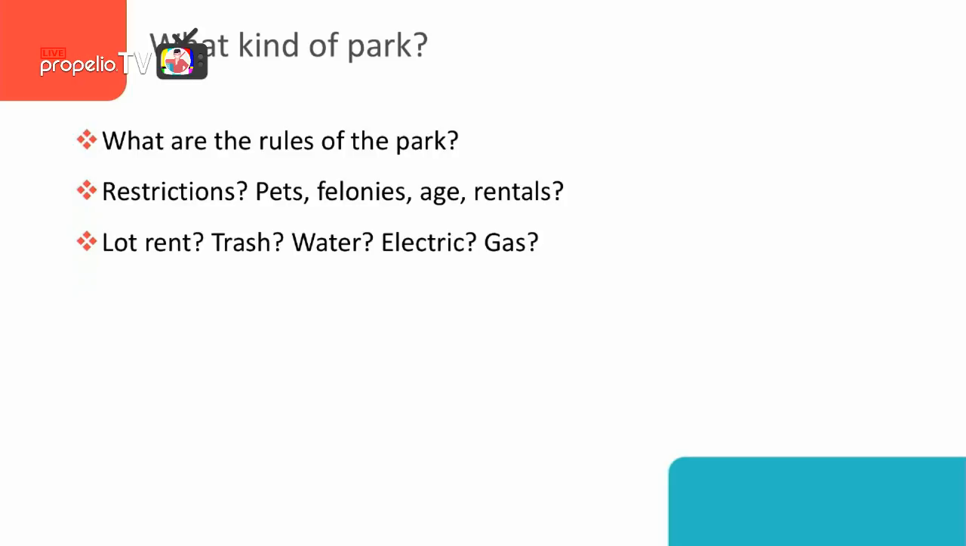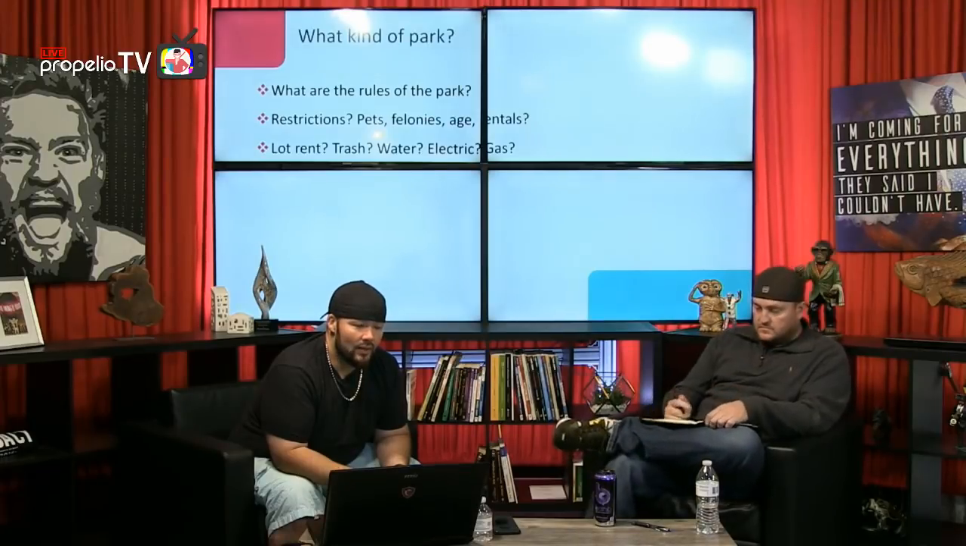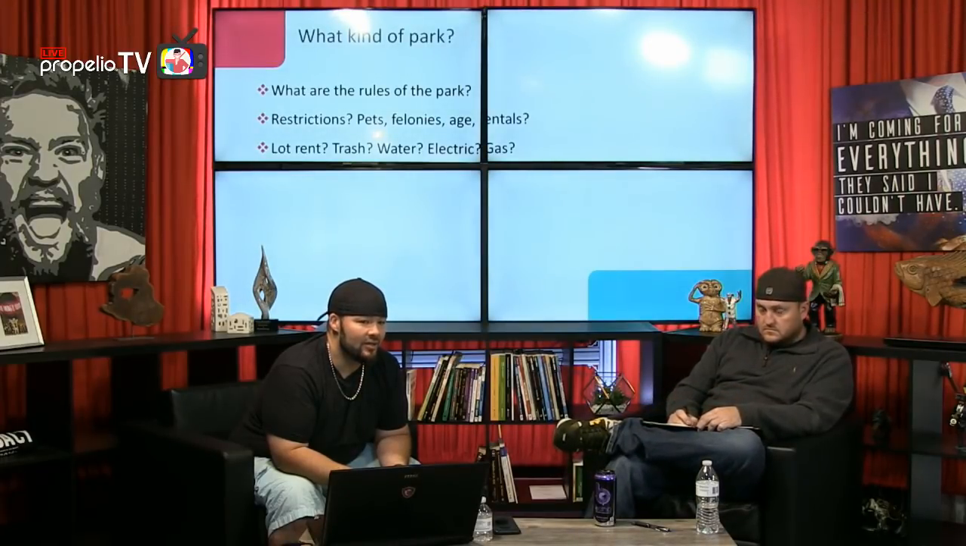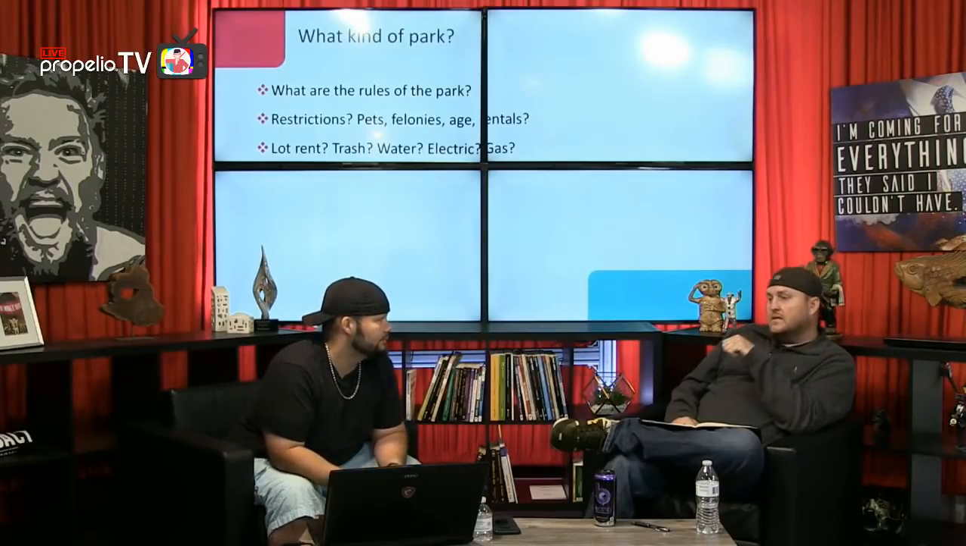Is trash included? Is water included? Is electric included? Is gas included? What's included in my lot rent? The reason I need to know that is because I'm probably going to be able to sell this thing on payments that are on average about what it would cost to rent an apartment of a similar style in that area. So if I know a 3-bed, 2-bath apartment is renting for $1,000, I can probably sell my mobile home on a payment that's around $1,000. The reason is that I know there are tenants within the area that are comfortable paying $1,000 a month for an apartment. If they're okay with that, they're probably okay with paying $1,000 a month to live in their own house.